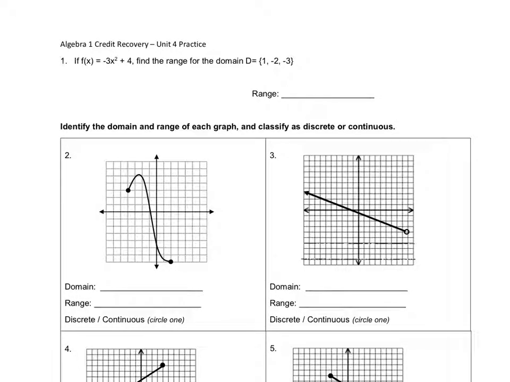This is Algebra 1 Credit Recovery, Unit 4 Practice. Number 1 says, if f of x is equal to negative 3x squared plus 4, find the range for the domain D is equal to {1, negative 2, negative 3}. Remember that range are your y values and domain are your x values.